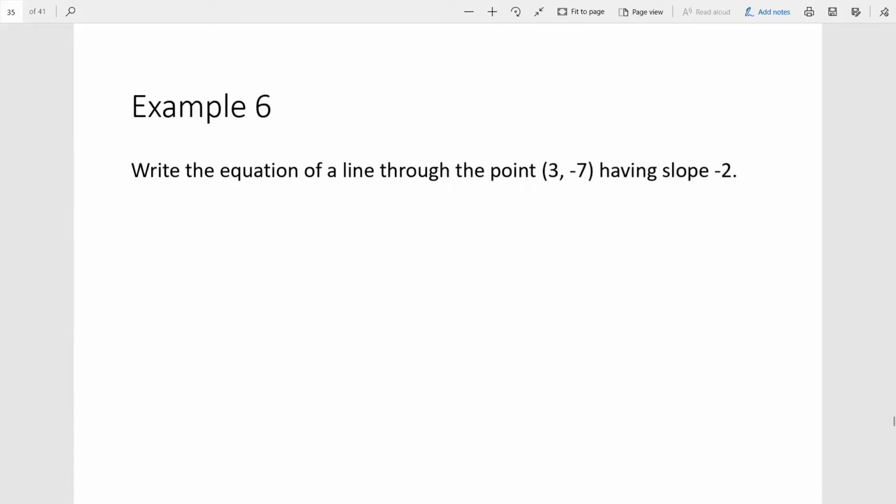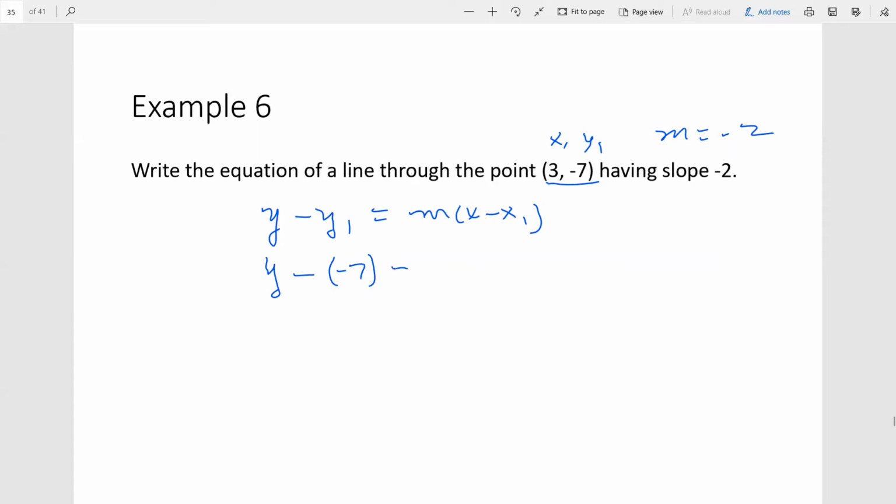Example: write the equation of a line through the point (3, -7) having a slope of -2. Well, you need to have your equation handy. y minus y1 equal m times x minus x1. So this is x1, this is y1, and m is equal to -2. So we write y minus y1. y1 is -7, equal m, which is -2, times x minus x1.